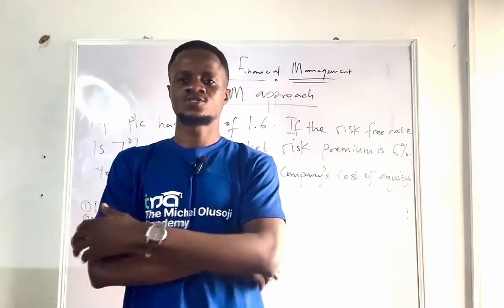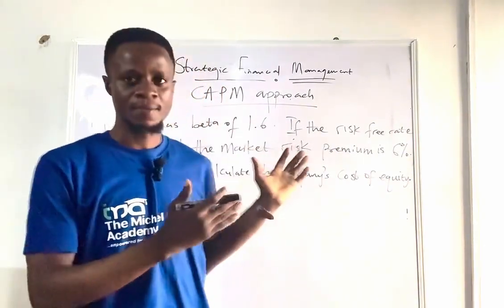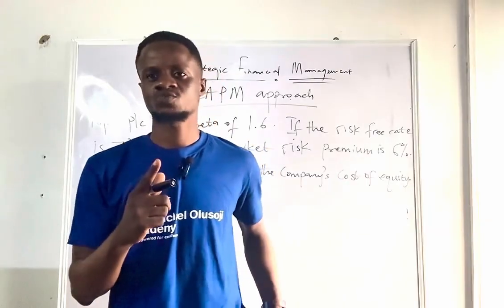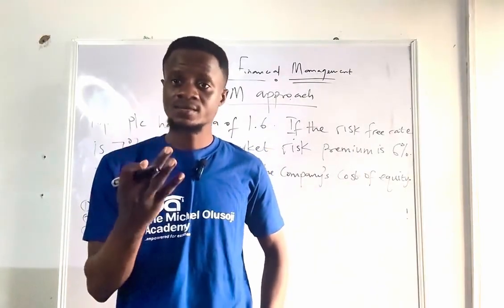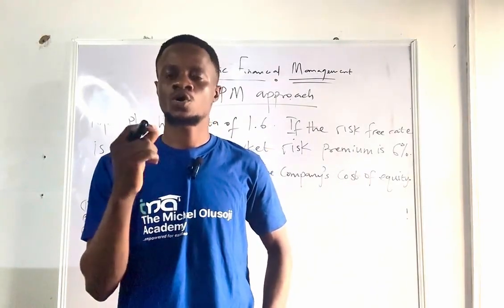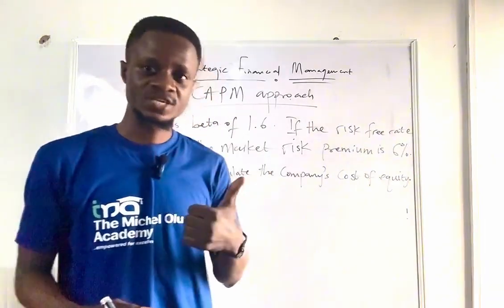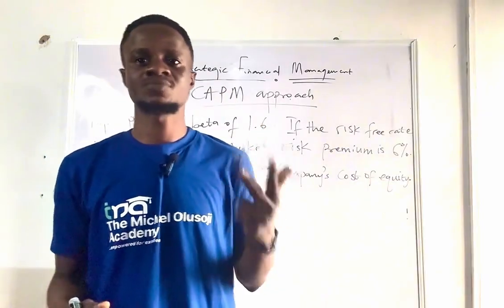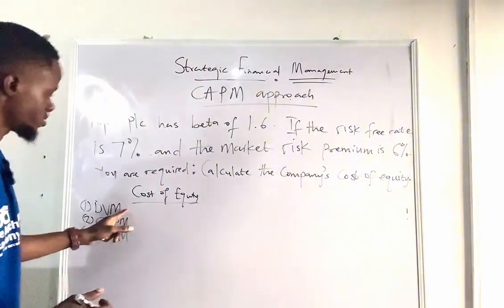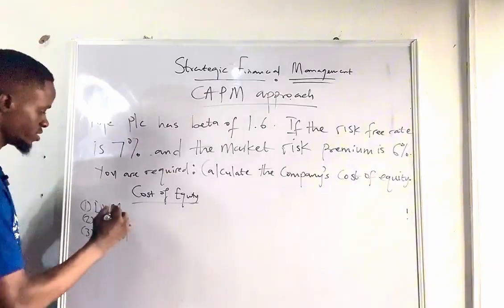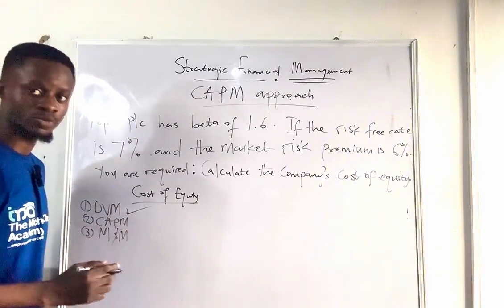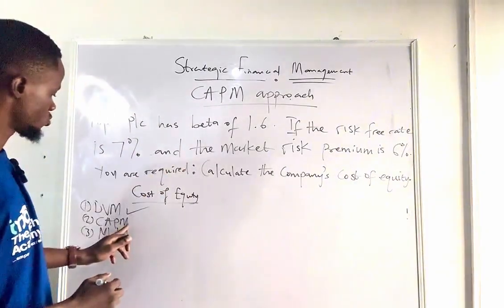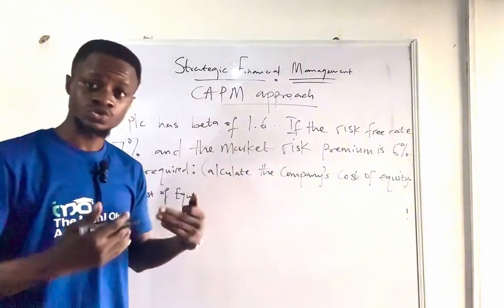Hello guys, so we are moving on to CAPM approach. The last class we discussed three methods to determine cost of equity: dividend valuation method, CAPM approach, and Modigliani and Miller's approach. We were able to explain the dividend valuation method, but today we are moving on to CAPM approach, and we're going to solve questions.